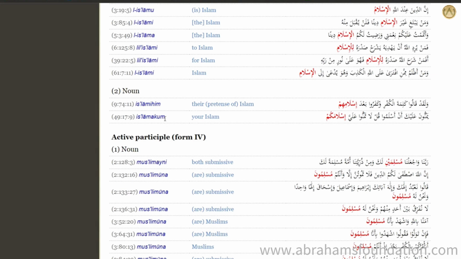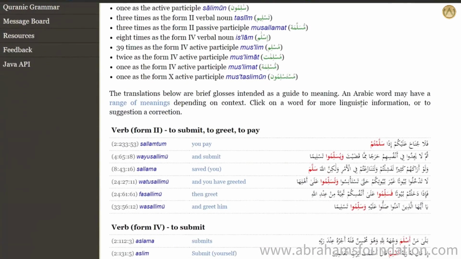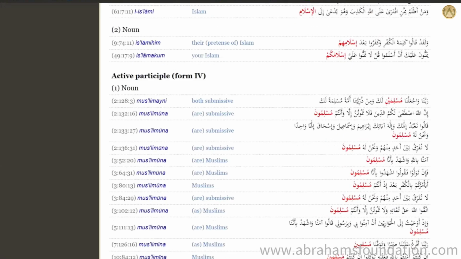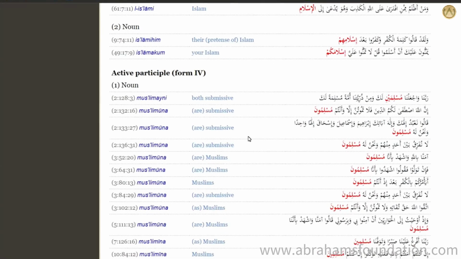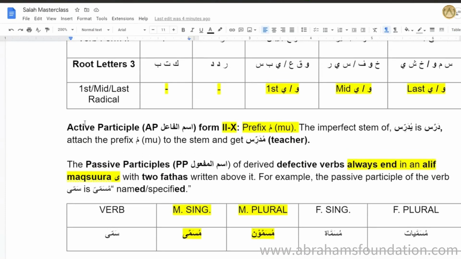Mu'min is connected to the verb amana. Amin, I have believed. Yu'minu, yu'min. So it becomes mu'min. You get it? There's a mu in front. So basically a believer. Yu'min, he believes. You remove the ya, it becomes mu, and you add the mu: someone who now believes, in other words, a believer. It becomes a noun. So in Arabic, the way you create that is called active participle.